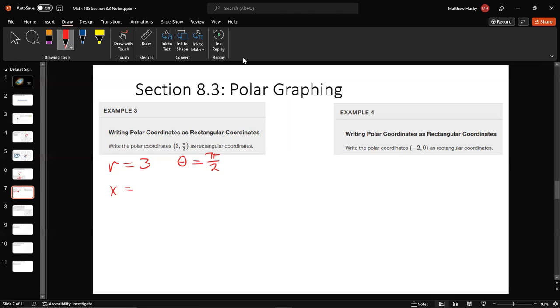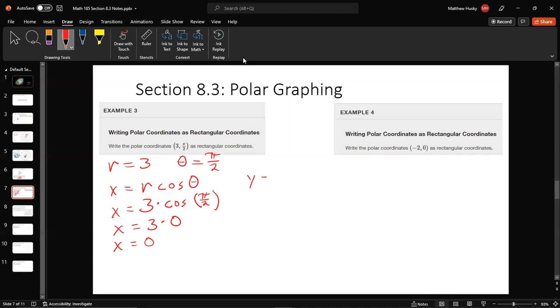So x is going to be r cosine theta. So in this case, we're going to do 3 times the cosine of pi over 2. And fun fact, the cosine of pi over 2 happens to be the number 0. So this is 3 times 0, which means we get 0.